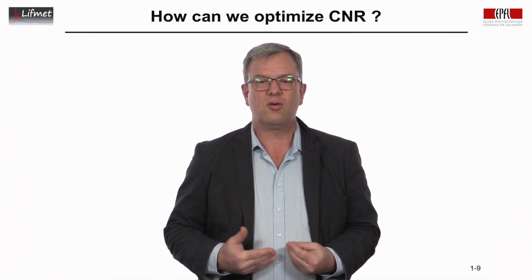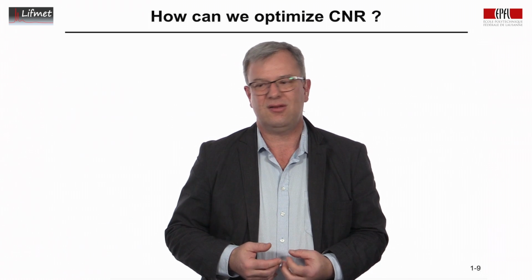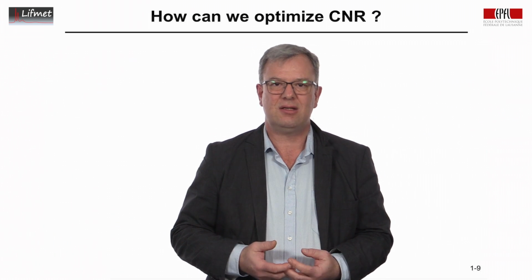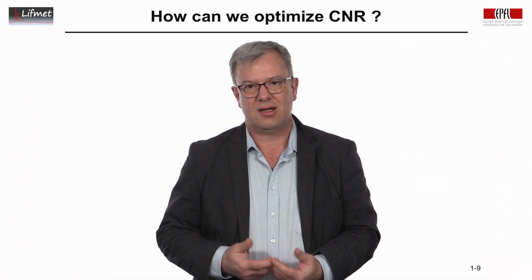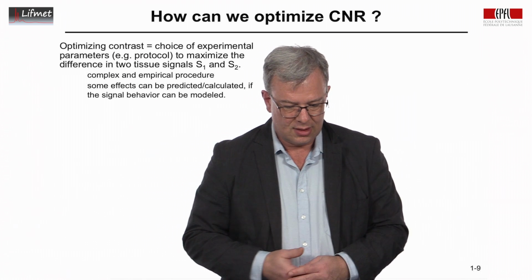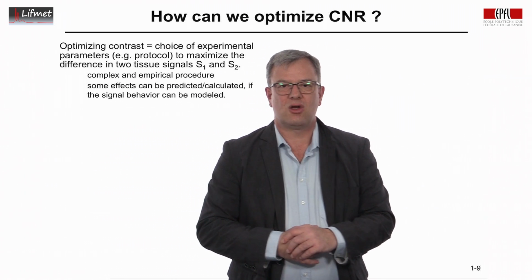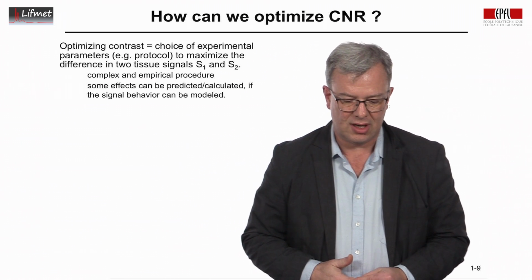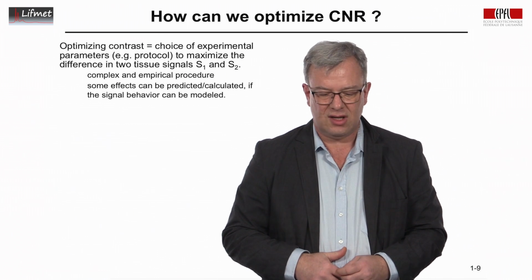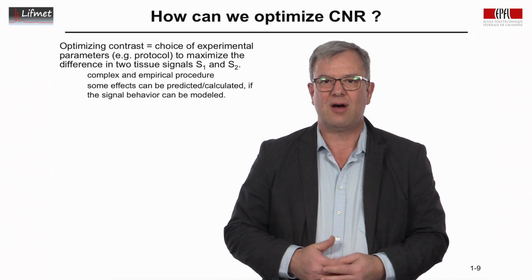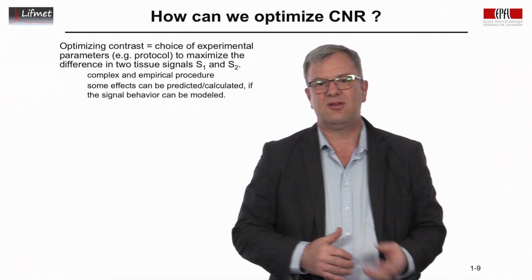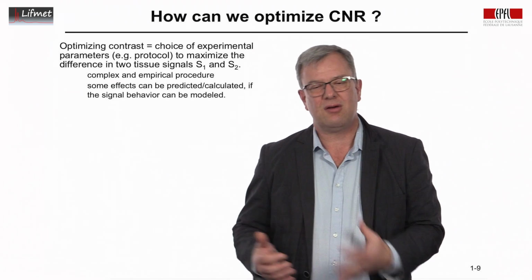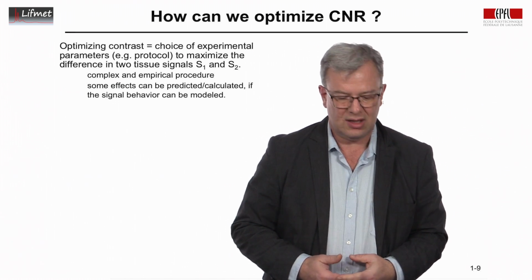And here, for the purpose of this course, I will introduce a concept that is very important, and we will make repeated use of this approach that I will be demonstrating here. So, how do we optimize contrast? We want to optimize the ability to distinguish between two tissue types. So we want to optimize the experimental parameters of our imaging modality to maximize the difference between, say, signal S1 and S2. This is typically a complex and empirical procedure, not very easy.